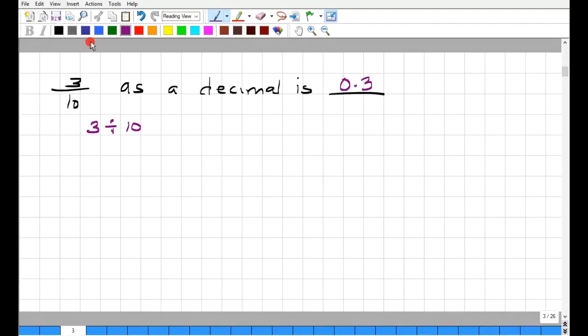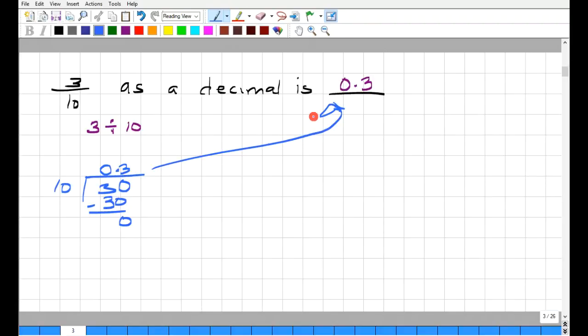Okay. Let's see what this would look like if we were to set that out. The 3 would go inside and 10 would go outside. So the 3 is the dividend, while the 10 would be the divisor. Now 10 into 3, that can't work. We're going to add a decimal point and add 0. And 10 into 30, 3 times, 3 tens rather, would give us 30. 30 from 30 would leave us with 0. And this is how we get our 0.3.